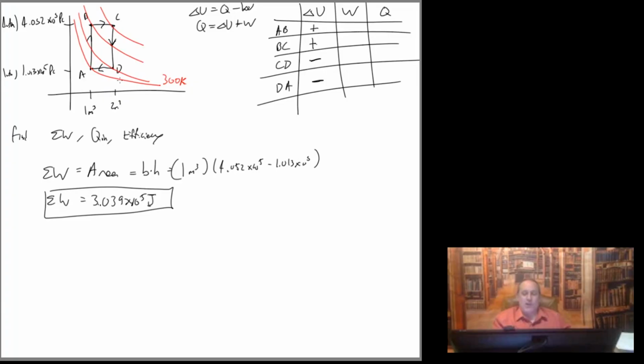How about the sign of the work? What's the sign of the work going from A to B? Is it positive or negative? You didn't realize that's a yes or no question. Is it positive or negative? It's 0. So the answer is no. It's not positive or negative. It's 0. Why is it 0? Because it's isovolumetric, so there's no area under the line.